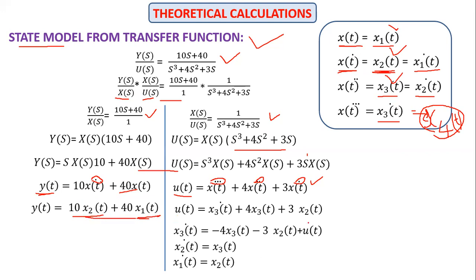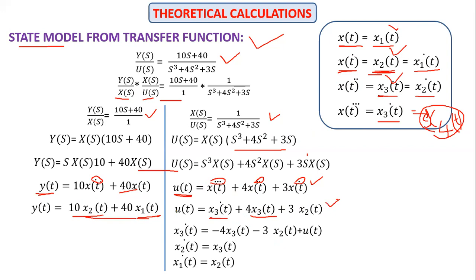And next, coming to the other equation, here the u of t equation is there. If you observe this u of t equation, x triple dot of t. x triple dot is nothing but x3 dot of t, plus 4 into x double dot of t. Double dot means x3 of t. So 4x3 of t. And next 3 into x dot of t. x dot of t is nothing but x2. So 3 into x2 of t. So this is the equation.